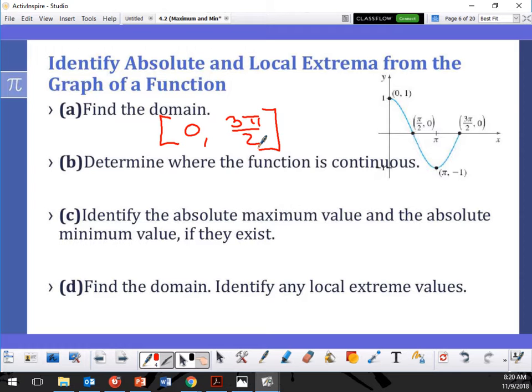Determine where the function is continuous. Is it continuous from there to there? From 0 to 3 pi over 2. It's continuous throughout the whole thing. So it's going to be continuous from 0 to 3 pi over 2. Identify the absolute maximum and the absolute minimum values if they exist. Maximum would be 0, 1. And 3 pi over 2, -1. And then my minimum is going to be what? Pi, -1.